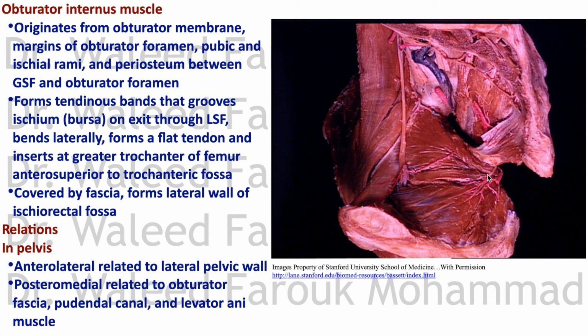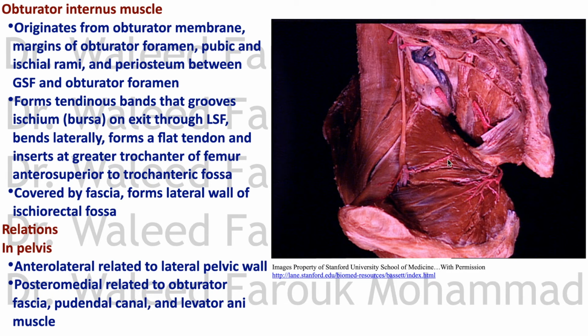It forms tendinous bands as it emerges from the lesser sciatic foramen. As you can see, this is the sacrospinous ligament here, lesser sciatic foramen. It curves lateral on its way to the greater trochanter, and the tendinous parts of the muscle, the ventral part of the muscle that forms the tendons, they groove the bone. You will see the grooves on the hip bone in the lesser sciatic foramen. It curves lateral and inserts at the greater trochanter of the femur, anterosuperior to the trochanteric fossa.